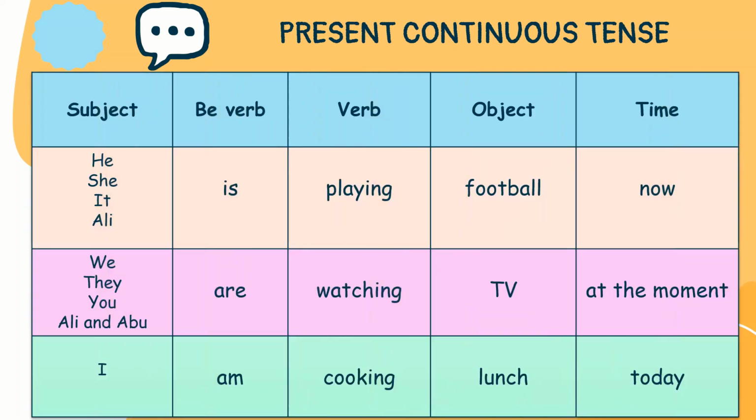Next, present continuous tense, we must have the subject, be verb, the verb, object and the time. So number 1, he is playing football now. Number 2, she is playing football now. So for group number 2, we are watching TV at the moment. They are watching TV at the moment. Number 3, I am cooking lunch today. So the keywords are now, at the moment and today. So from there you know that it is happening right now and it is present continuous tense.